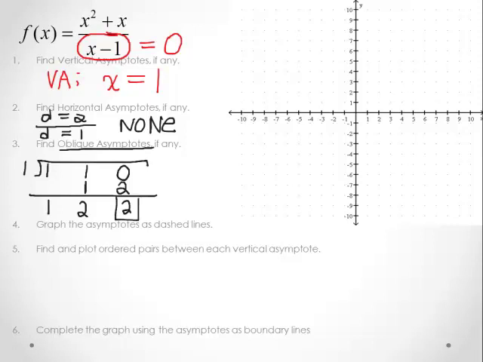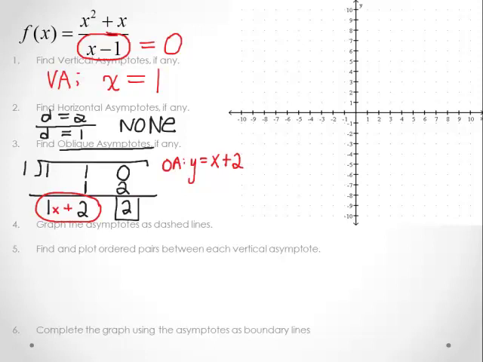So remember, with oblique asymptotes, the remainder doesn't matter, but the numbers before the remainder do. So we have an oblique asymptote at y is equal to, so the first value there, the 1 is the x, and the 2 is the constant. So our oblique asymptote is going to be at y is equal to, I'm just going to write it as x plus 2.